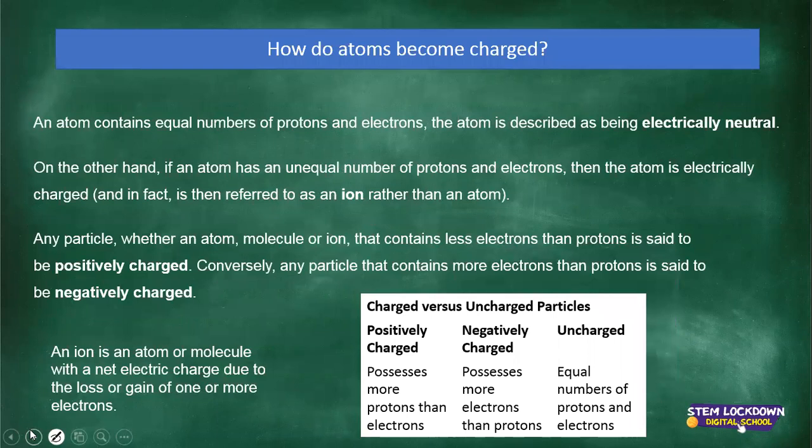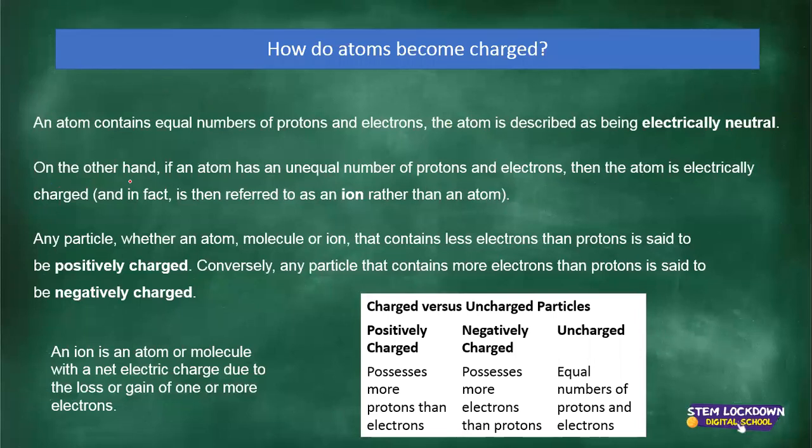So you can ask yourself this question. Now, how do atoms become charged? So atoms become charged. Let's see. An atom contains an equal number of protons and electrons. So you learned this in our previous lesson, that a single atom contains equal amounts of protons and equal amounts of electrons. So when it is equal, we say that it is electrically neutral. So we say that the atom is neutral. There's a balance, right.